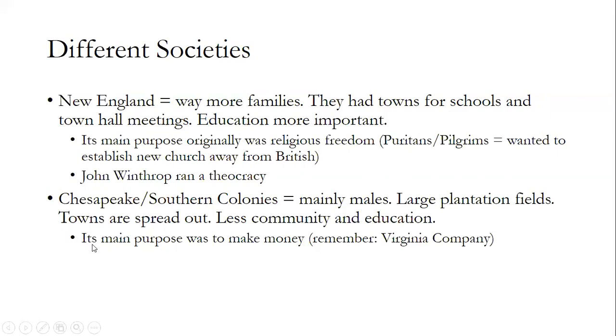The main purpose for the Chesapeake colonies is going to be to make money. And if you remember the Virginia Company, the whole reason why the Virginia Company was founded was because they were trying to make money. Now, it failed. This company failed mainly because they thought that there would be a lot of gold in Virginia, and there wasn't. But the major way that the Chesapeake is going to make their money is through tobacco.